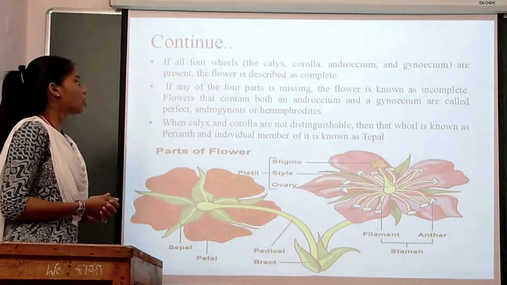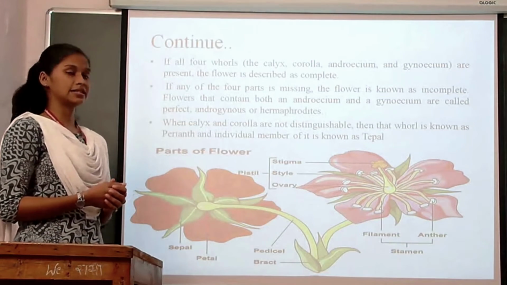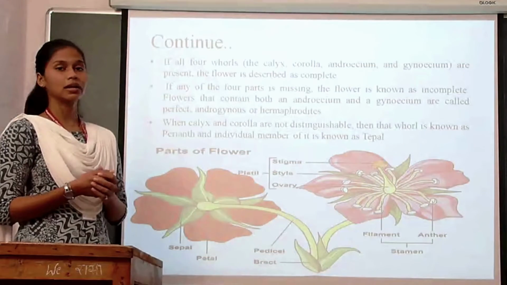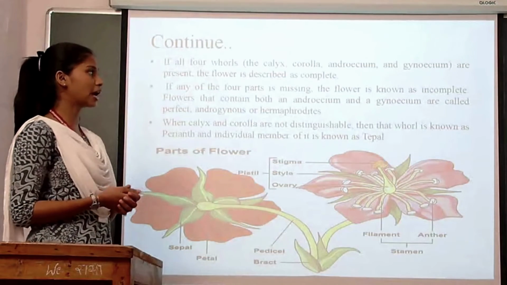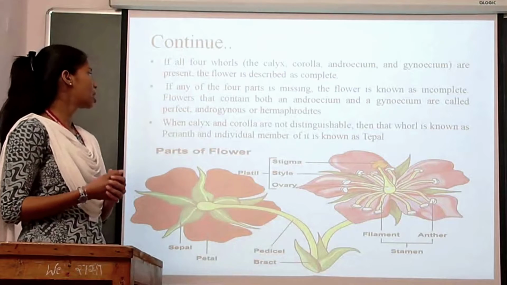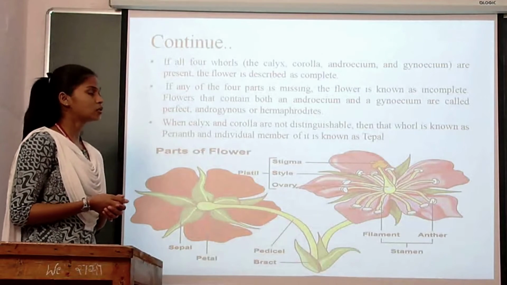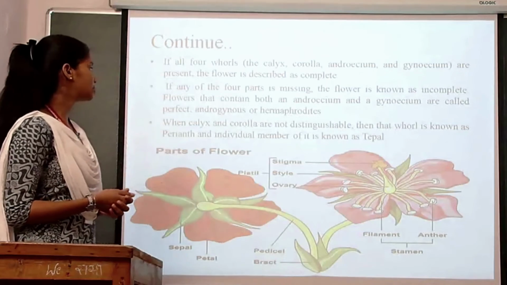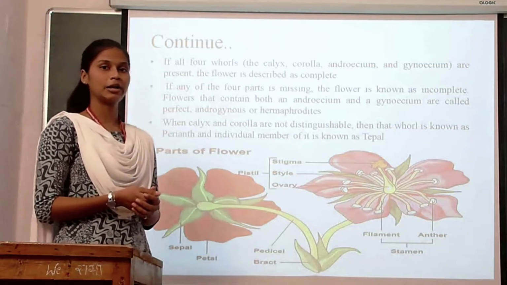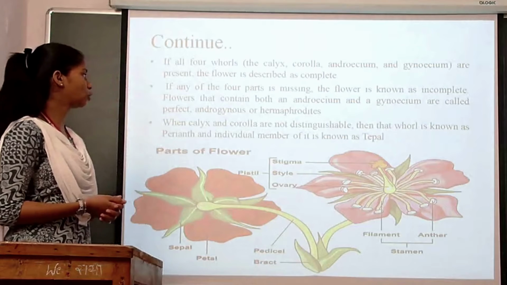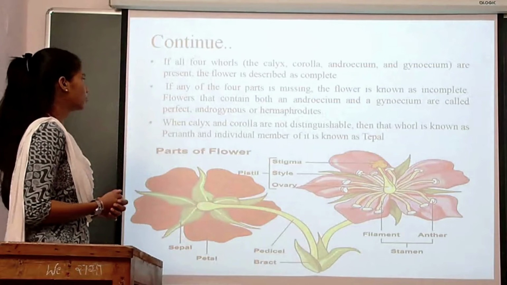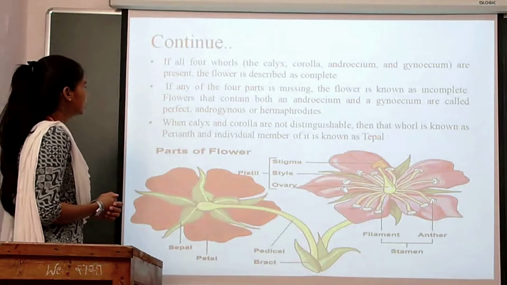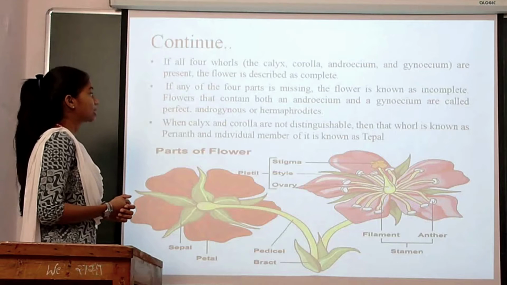When a flower contains both the sexes, that is male and female, that is androecium and gynoecium, that flower is known as a perfect flower, or hermaphrodite, or bisexual. Sometimes it is known as androgynous: andro for androecium and gyno for gynoecium. So these are the types of flowers based on sexes.